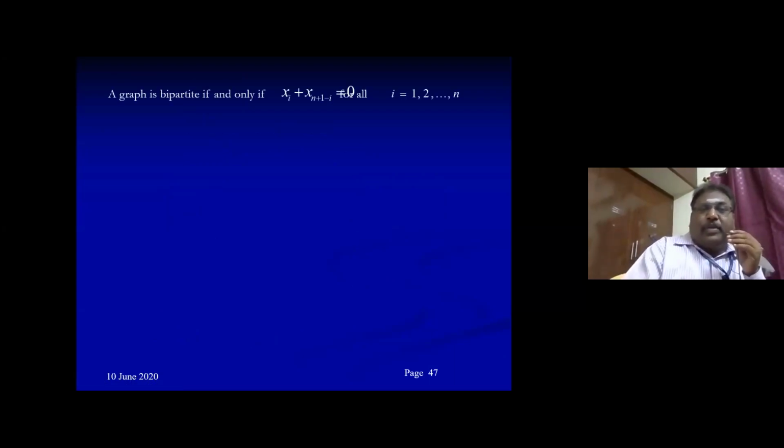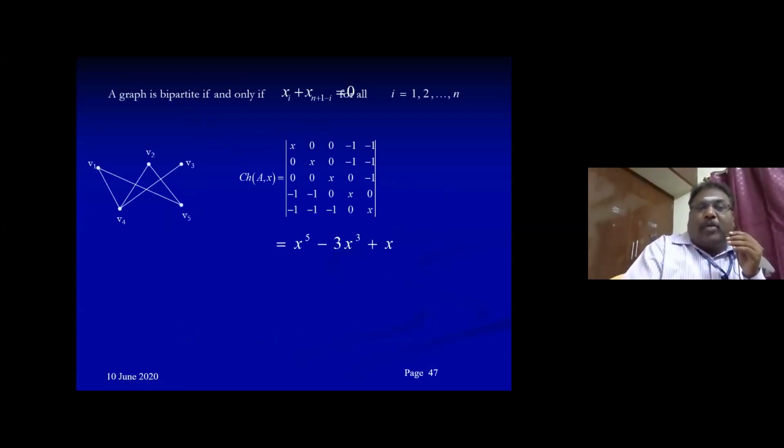Now, look at another example, a bipartite graph. It is a bipartite graph, okay, not a complete bipartite graph. It is not complete. Completeness means V3, V5 should be there. That is missing. So I have taken this example. I don't want to take a complete bipartite graph. I want to take simply a bipartite graph. That property will hold even for a complete one.